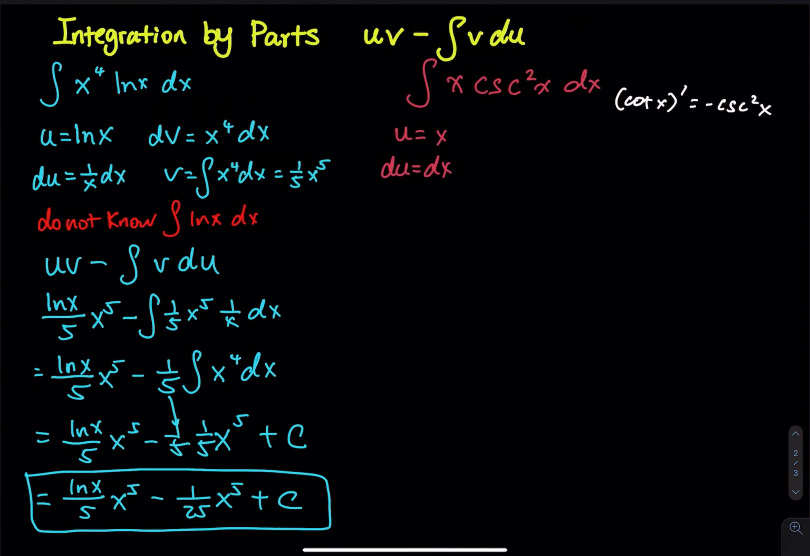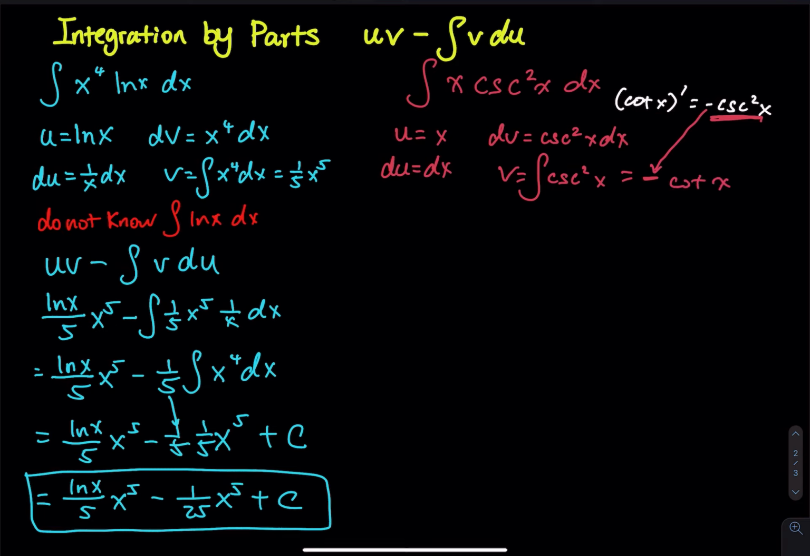So the dv is the leftover cosecant squared x dx, and when you find the v, you are going to take the integral of that cosecant squared x. So that means you are trying to undo this derivative, right? So that is equal to cotangent, but there is a negative in front of the cotangent, because if you look at the differentiation formula, there is a negative in front of the cosecant squared. So that negative will carry over here, so you have a negative cotangent x.